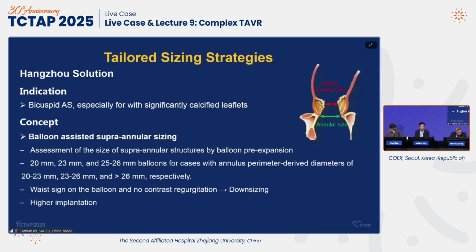So for the strategy of this patient, for type 0 bicuspid AS, in our center Professor Wang developed a solution. We named it the Tailor sizing strategy. Based on the CT scan, we select a proper balloon size and then do the BAV and see what will happen. We will see the waist and also the regurgitation, and then decide to downsize or not. This is based on the supra-annular sizing strategy based on the BAV and the CT scan. Next one.